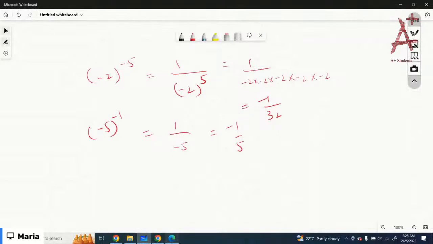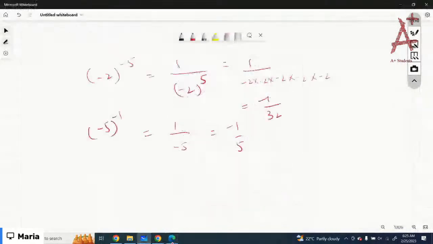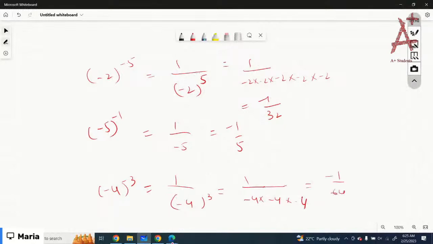Okay, then the next one is negative 4 exponent negative 3. Okay, negative 4 exponent negative 3. Got it? So it would be 1 over negative 4 exponent 3. So it would be 1 over negative 4 times negative 4 times negative 4. 4 times 4 is 16, and 16 times 4 is 64. So it is negative 1 over 64. Got it?